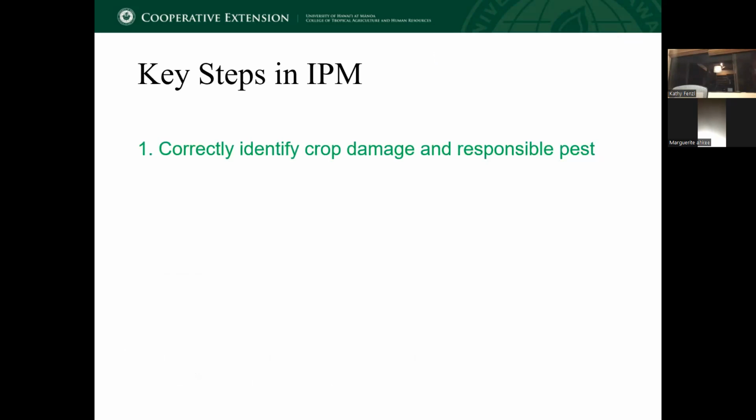So some key steps in IPM. The first thing is to make sure that you're correctly identifying the crop damage and responsible pests. So, again, in the case of the avocado lacebug, you're seeing some brown spots on the leaves. You want to make sure that it is in fact due to the lacebug and not to something else, salt burn or a nutrient imbalance or something else that might be causing the defoliation.